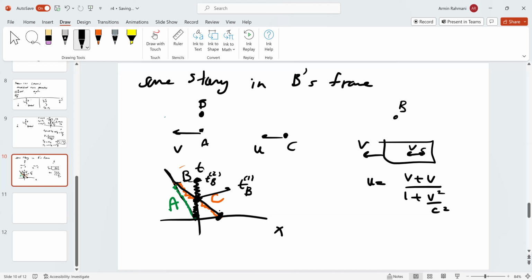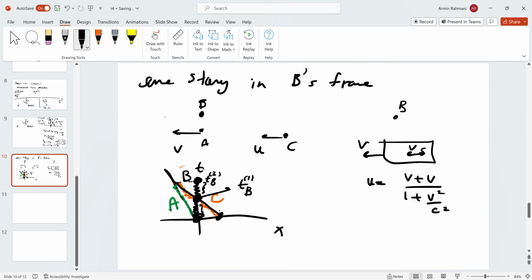So again, the first one is from the origin to this point over here. The second one is from this point to that point. These are time intervals. So now let's think about what happens.